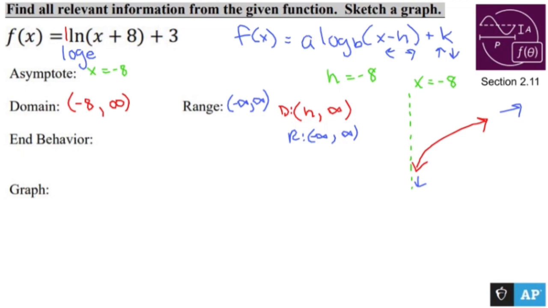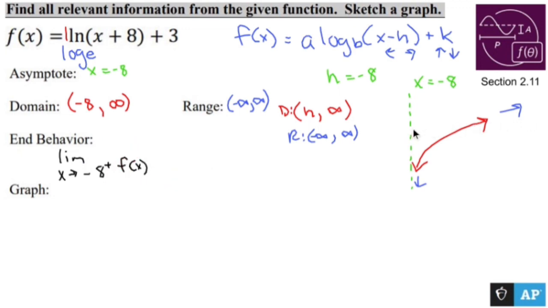Now, this is where it gets weird. My end behavior. Usually when you think end behavior, you think, all right, ln as x approaches negative infinity, but we can't. We're not allowed to go to negative infinity. The furthest I can go moving to the left is negative 8. So what I will say is the limit as x approaches negative 8 from the right side of f of x. As I move to negative 8, I hit a brick wall.